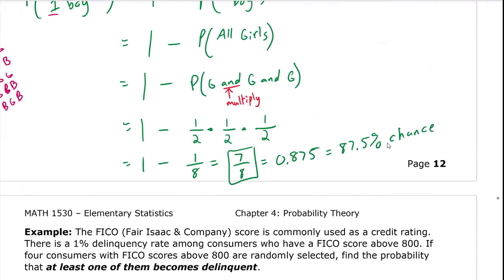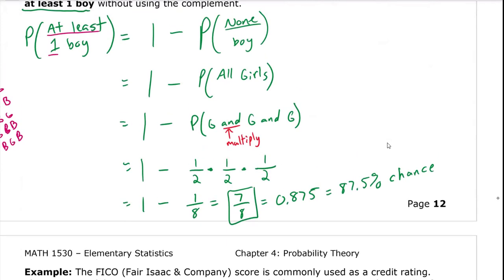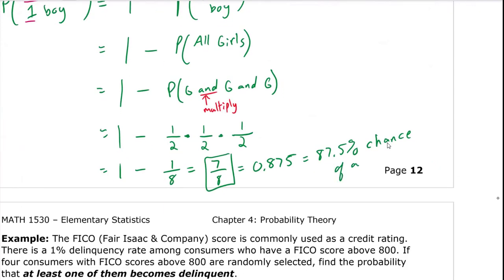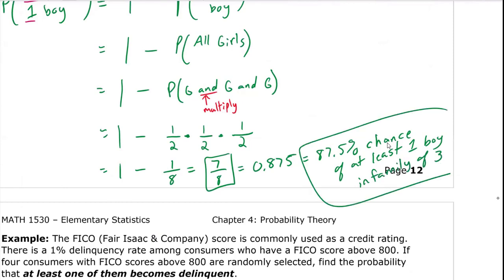Okay, well, go back. What we were trying to find in the very beginning, right there, we were trying to find at least one boy. So about 87.5% of the time, you're going to have one or more boys. So that's the chance of at least one boy in a family of 3 children. Okay, we'll go down and do another problem below.